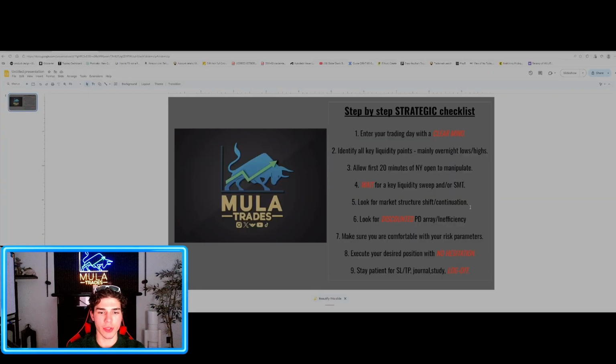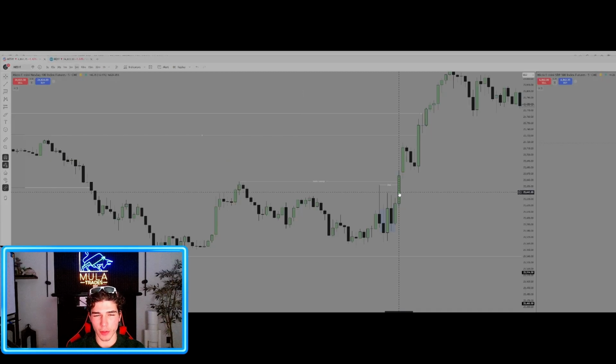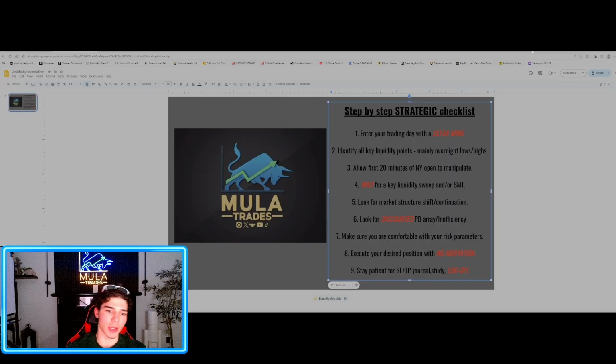Moving on to step number 6. Number 5, all you got to do is just look for that market structure shift or a continuation. Continuation, I did not review that, but this is also a continuation here, but they're pretty similar, guys.